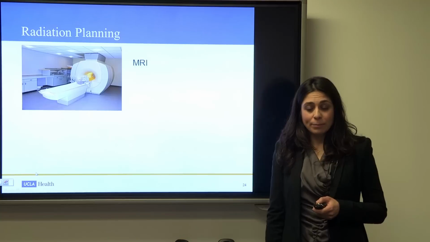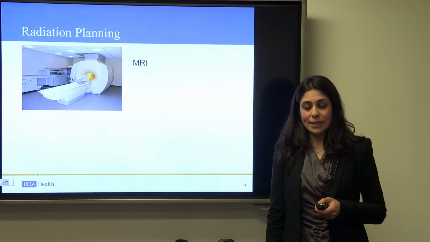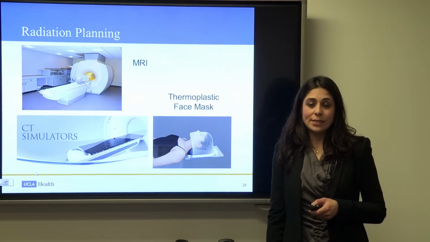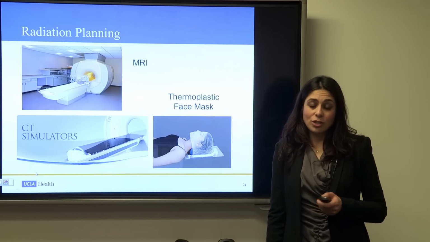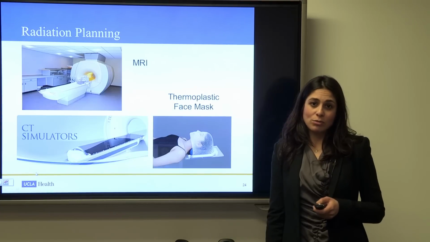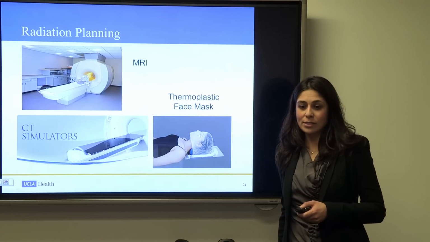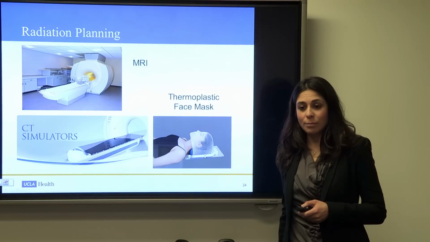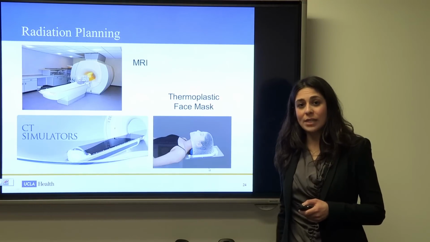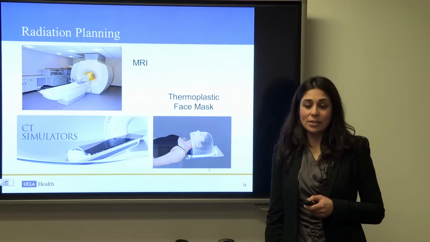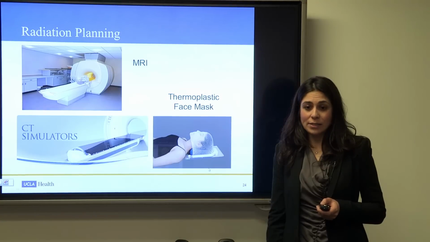For radiation planning for patients with brain tumors, we like to get an MRI, and then we do a CT simulation. And this is just a CT, not for diagnosis, but we use the CT for our planning. And actually, at that time, it allows us to make this plastic mask that goes over the patient's face, and it holds the head in place during the daily treatments. So it's an immobilization device.